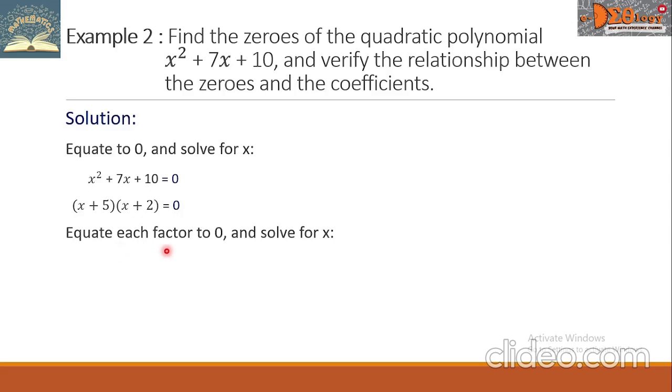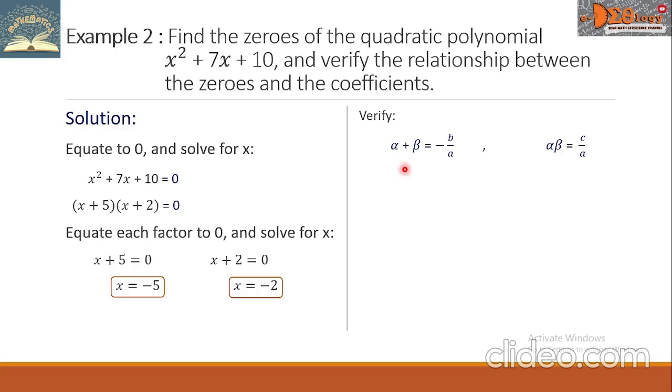Let's equate each factor to 0 and solve for x. The first factor, x plus 5 equals 0. The second factor, x plus 2 equals 0. When we solve for x, in here, x equals negative 5. In the second equation, x equals negative 2. These are the zeros of our polynomial.